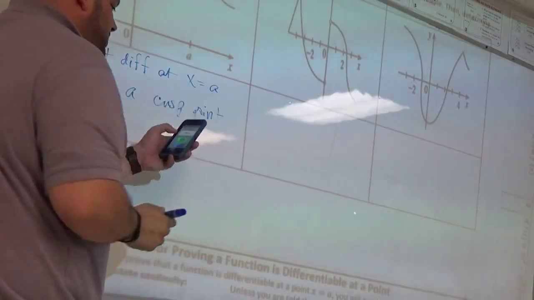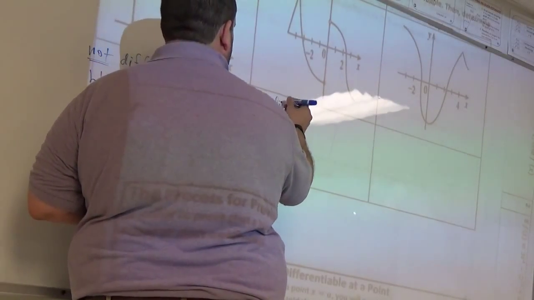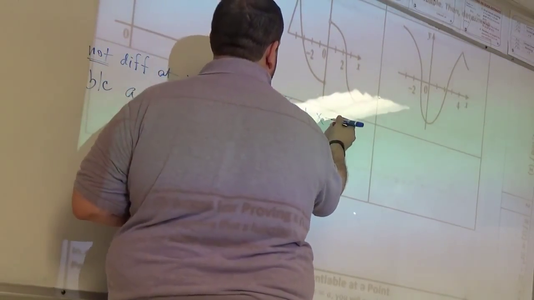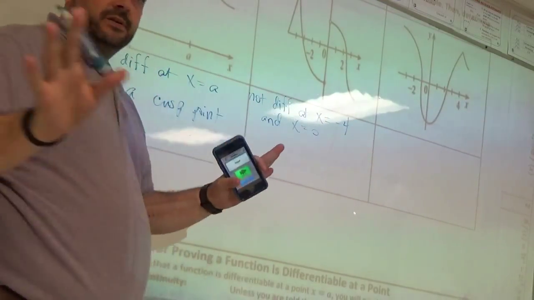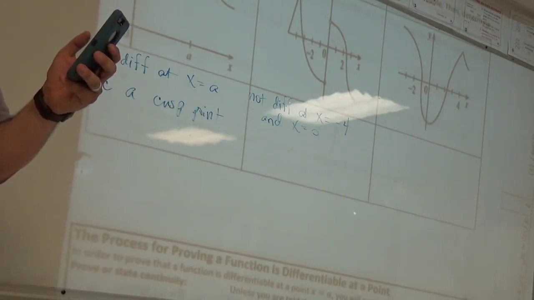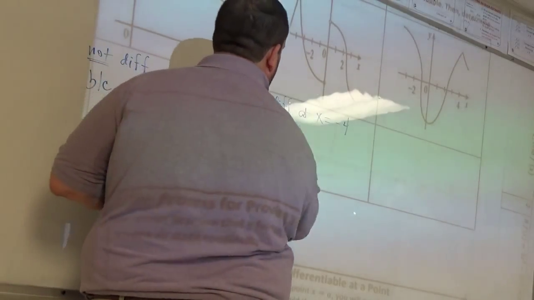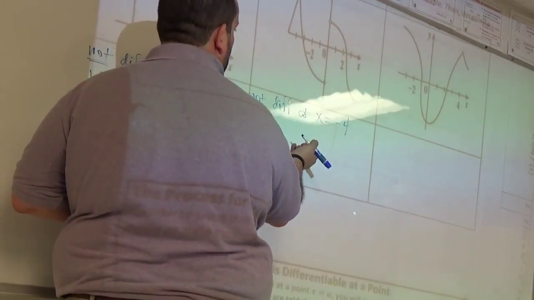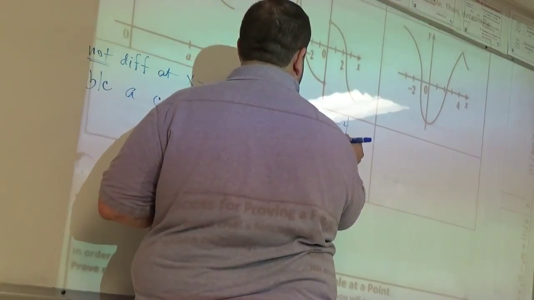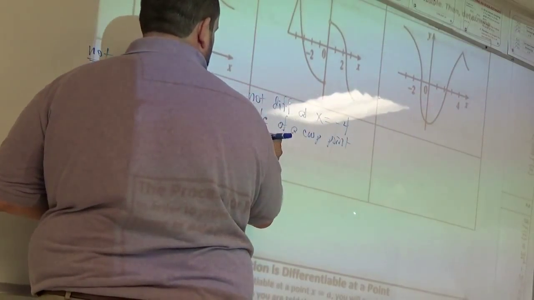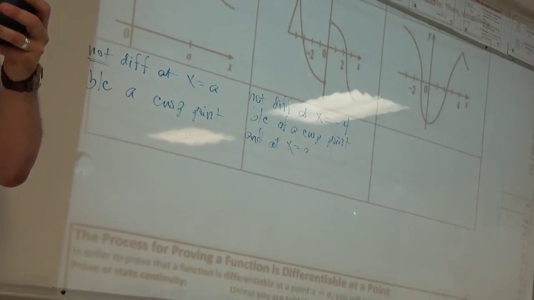All right, graph number 2. Edgar, not differentiable where? At x equals -4 and 0. Okay, at x equals -4 and at x equals 0. Is everybody okay? All right. Daisy, why are we not differentiable at x equals -4? Because of a cusp point. Okay, and Edgar, the other one you told me was at 0.